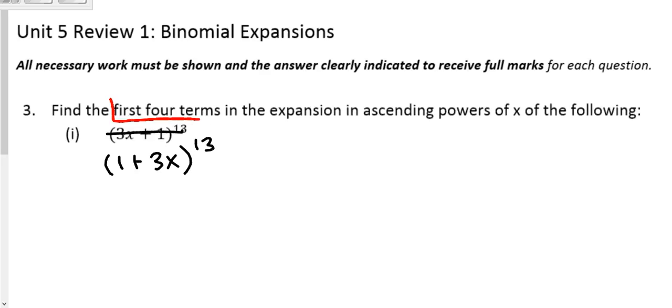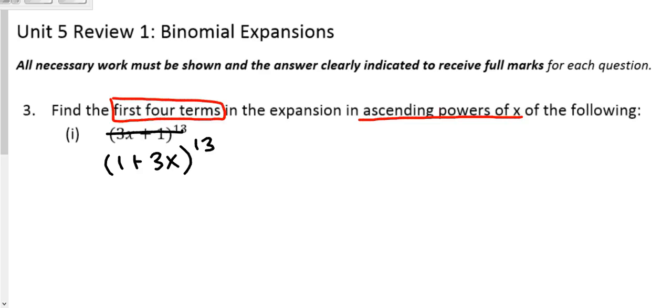We need the first 4 terms in the expansion in ascending powers of x. So ascending powers means powers that are getting greater. So if we have x to the first, then we need x squared, then x cubed. So we just need to double check that at the end. It really won't change much about the problem.